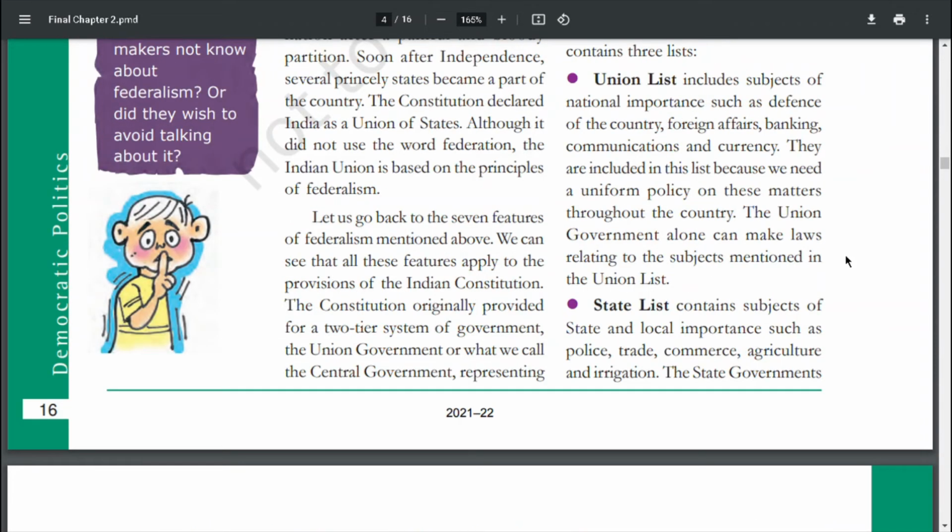What about subjects that do not fall in any of the 3 lists, or subjects like computer software that came up after the Constitution was made? According to our Constitution, the Union government has the power to legislate on these residuary subjects.